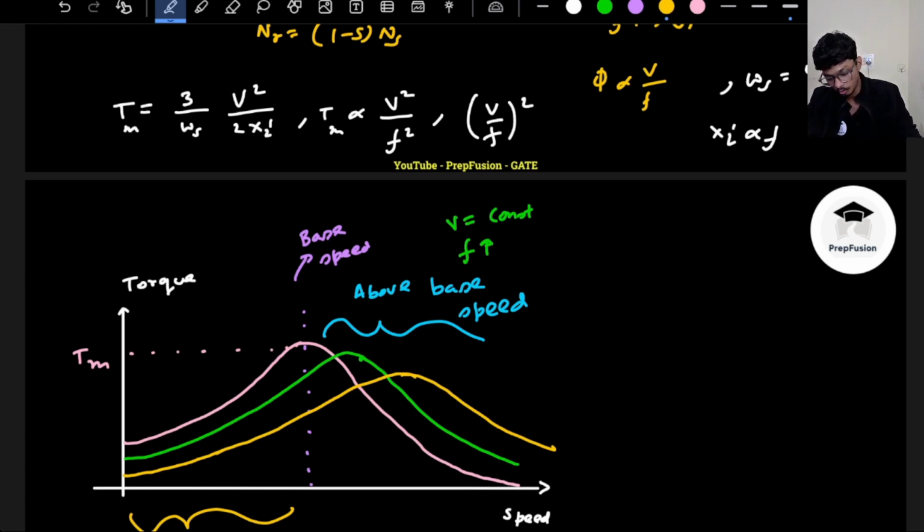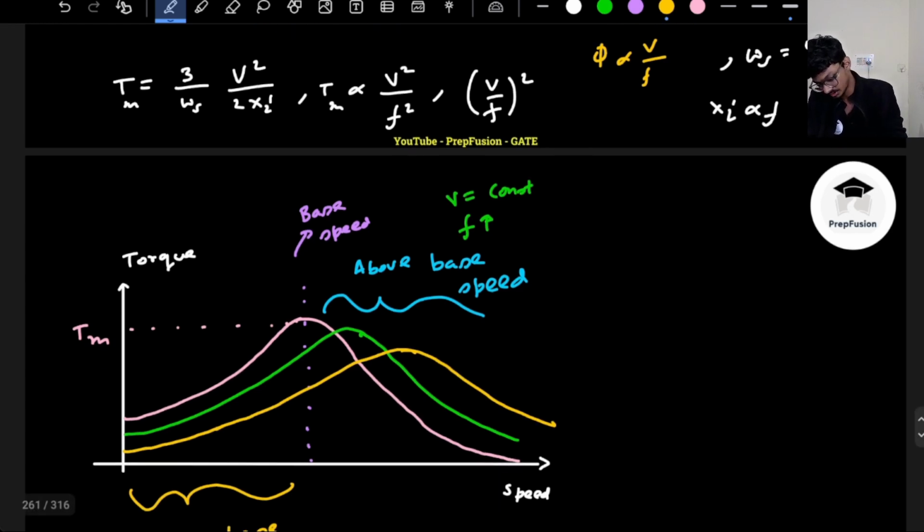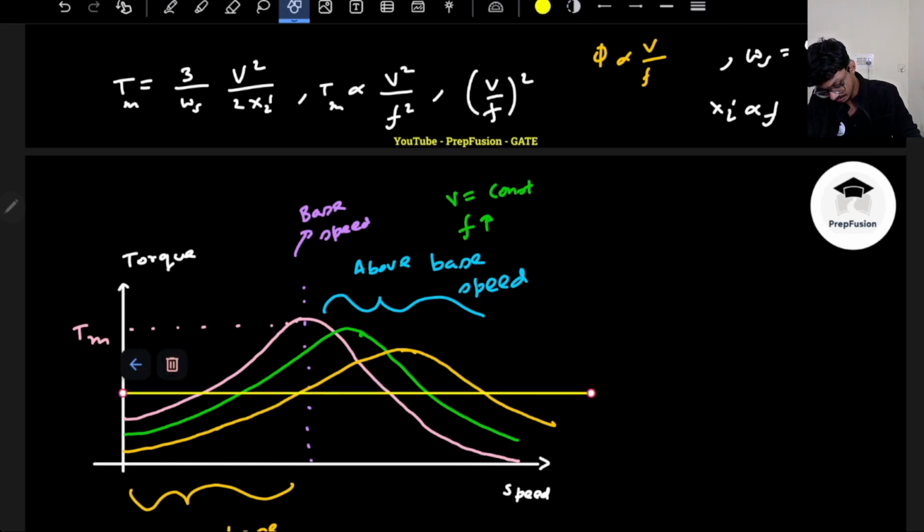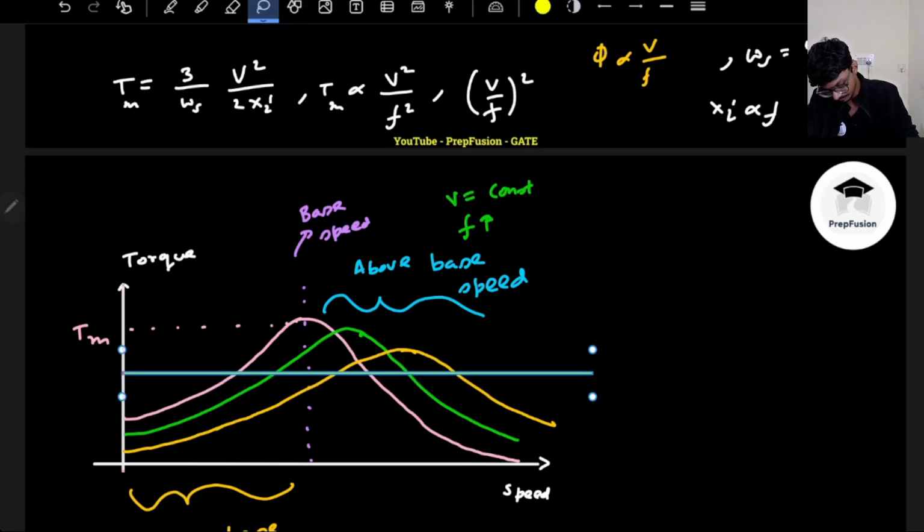Basically the motor may go out of stability, that is also a possibility, because let's say my load torque is this. For the motor to work in the stable region, what needs to happen?